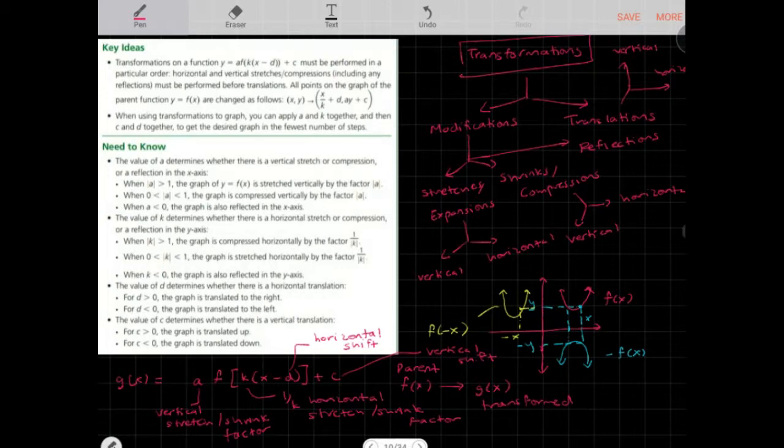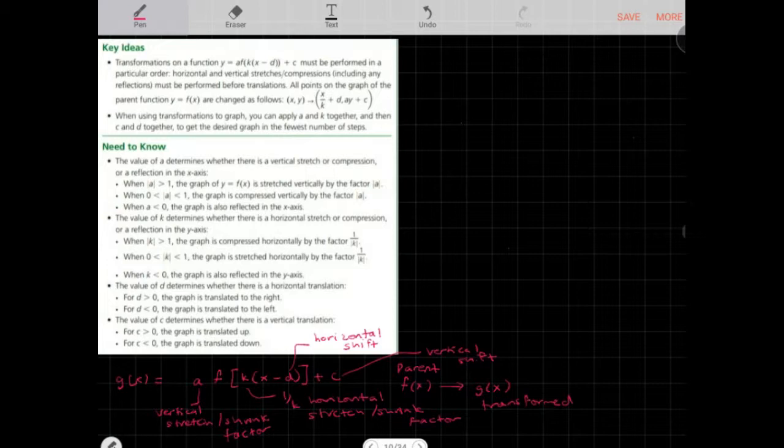For the values of d and c, d is your horizontal shift. If d is greater than 0, we have a shift d units to the right. If d is less than 0, we have a shift d units to the left. Conversely, c is a vertical shift. If c is greater than 0, then the graph is shifted c units up, and if c is less than 0, the graph is shifted c units down.